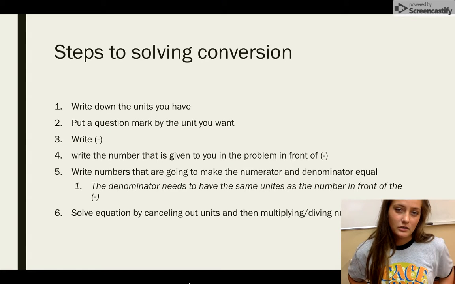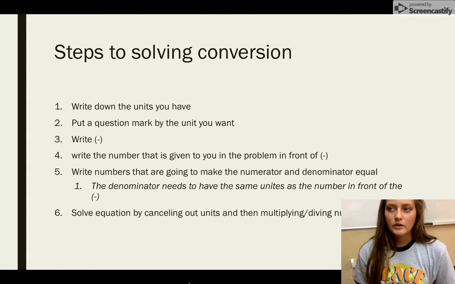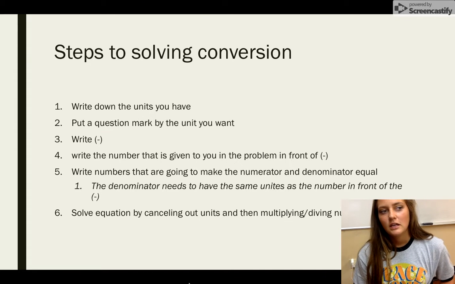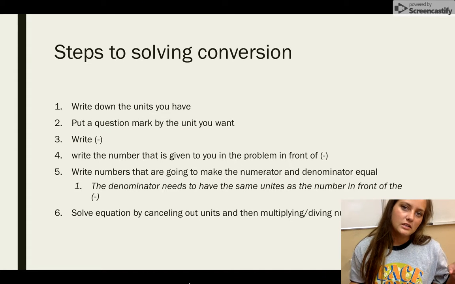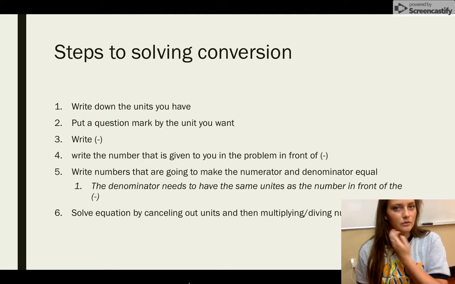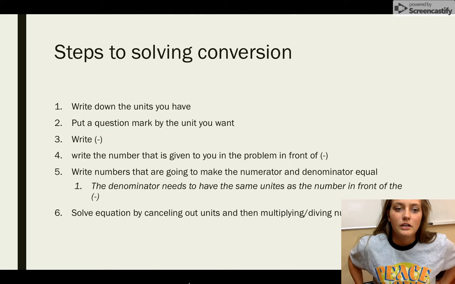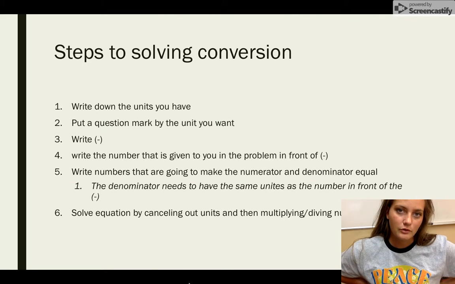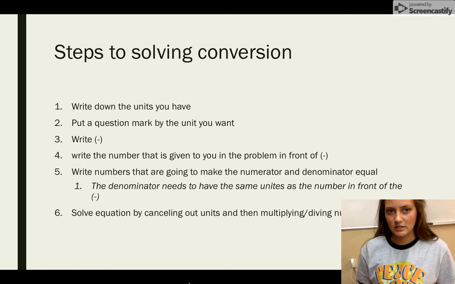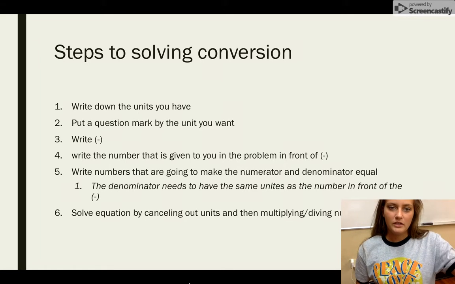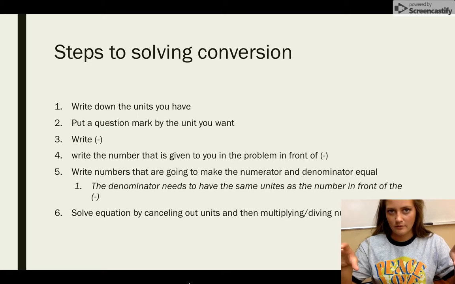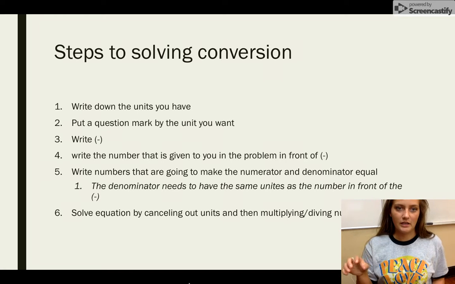First, you're going to write down the units you have. So say we have an equation that is 12 inches. You're converting 12 inches to 1 foot. And so the first thing that you're going to do is write down the units you have. So in the equation I just said, we have 12 inches, and then we have a foot. A foot is what we're trying to get to.